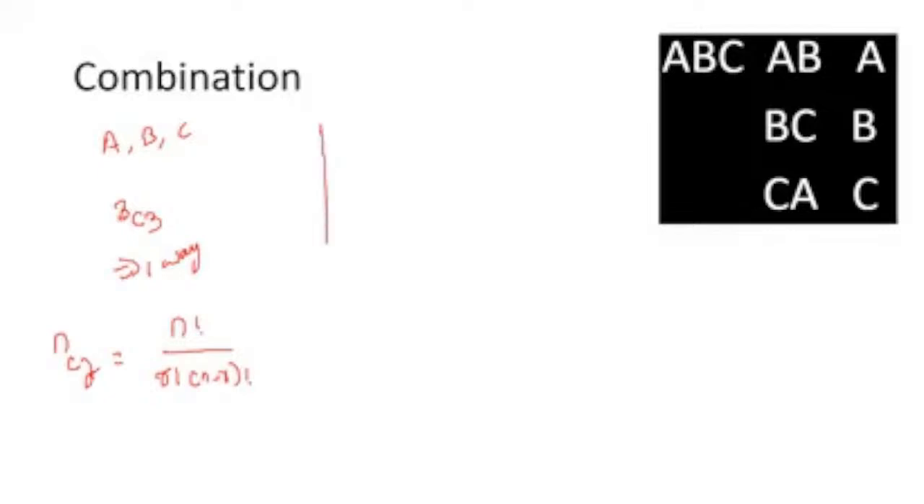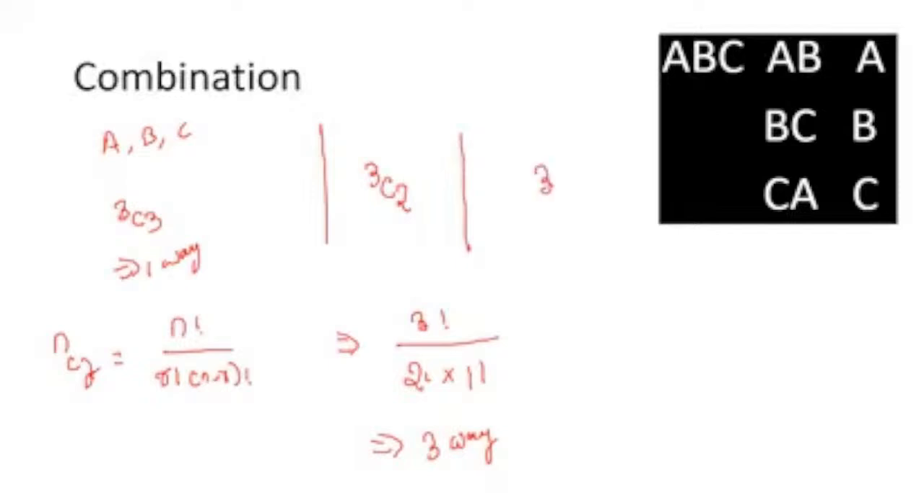Similarly, if I want to select 2 items from the available 3 items, this will be 3C2. So the formula will be 3 factorial by 2 factorial into 1 factorial, which gives 3 ways. So remember 3C2, and the other is selecting one element, 3C1. 3C2 and 3C1 are both the same because, if I am selecting 2 elements, we are leaving one element.